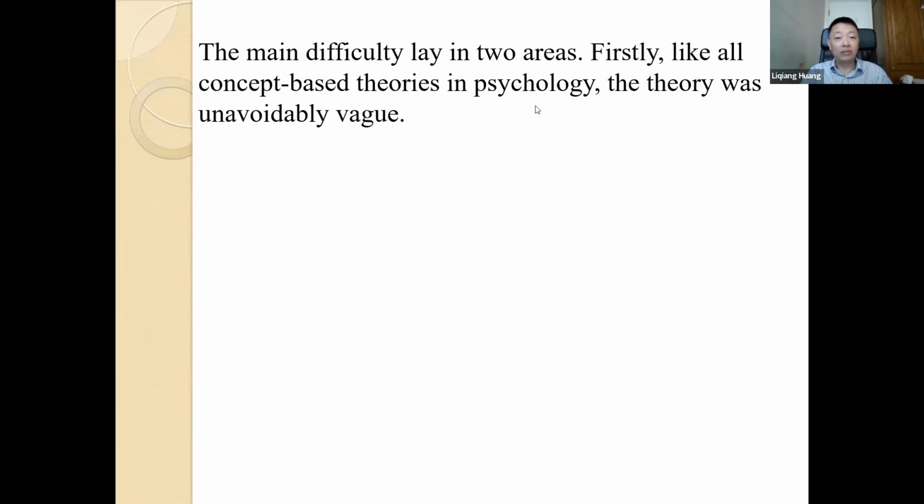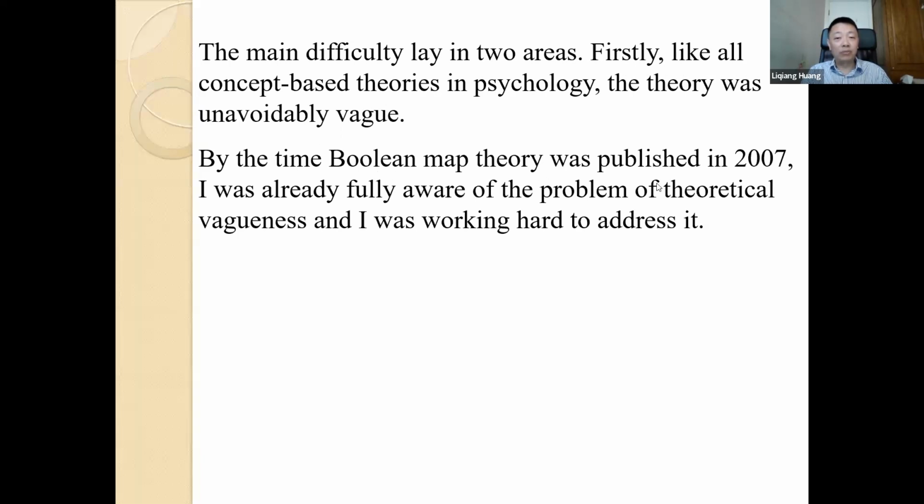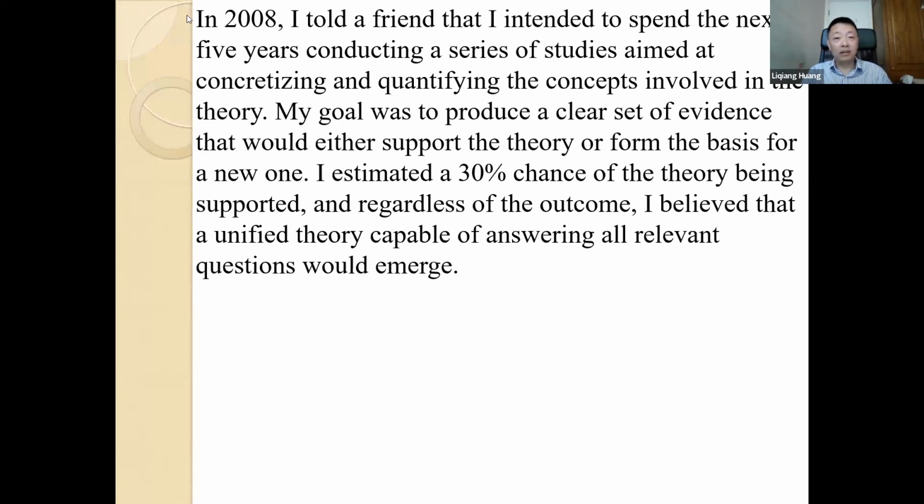So the main difficulty lies in two areas. Firstly, like all concept-based theories in psychology, this Boolean map theory was unavoidably weak. By the time Boolean map theory was published in 2007, I was already fully aware of the problem of theoretical weakness. I mean, that's nothing mysterious. Everyone around me, including my mentors and colleagues, has been telling me that. So that's the main thing I was working on in those years. I was working hard to address it, to make it less weak, to make it precise.